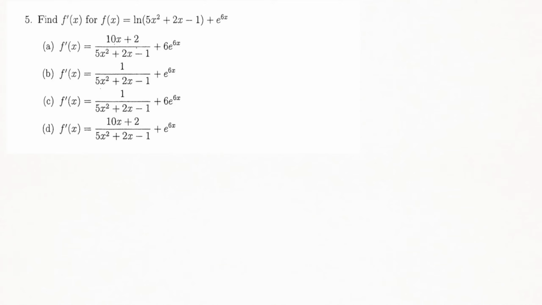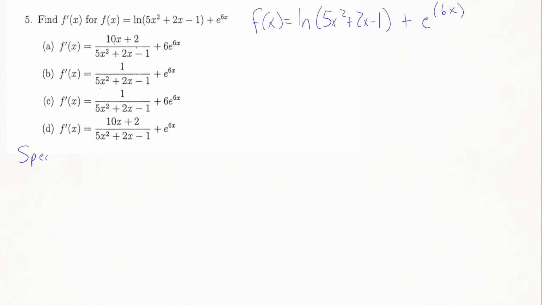Question 5 gives us an f of x equation to start with and wants us to find the derivative. So we were just doing a bunch of stuff with antiderivatives, and now we're jumping back into the world of derivatives again. And what we're looking at here is two special case derivatives that we need to know for this exam. The first special case that we're going to run into will be for the natural log there.